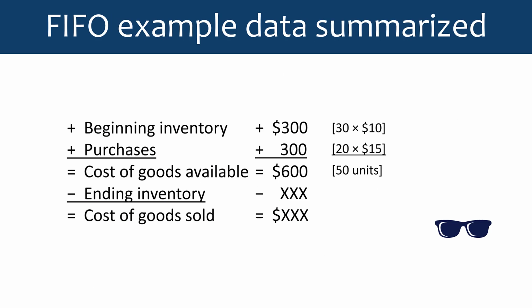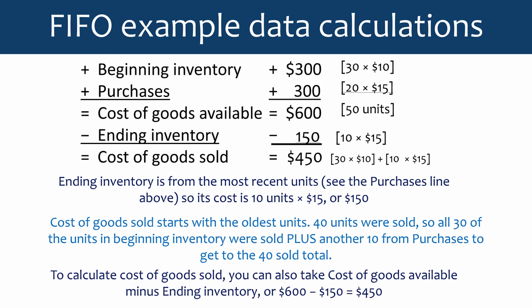We're going to start by summarizing the data in a table format. Beginning inventory was $300, which came from multiplying the 30 units by the $10 each. Purchases were $300, which came from 20 units purchased at $15 each. The total cost of goods available, therefore, was $600, which was the beginning inventory plus the purchases. The total units available for sale were 50 units, which came from 30 units in beginning inventory plus 20 units of purchases. We will be calculating ending inventory and cost of goods sold. I know this is a lot on the screen, but we're going to talk through it.